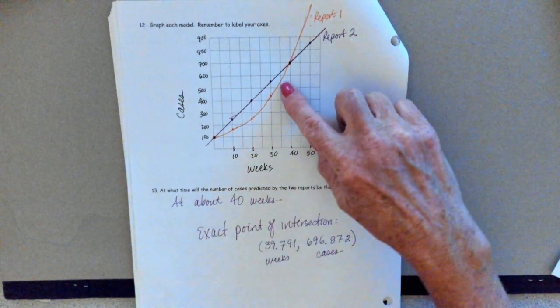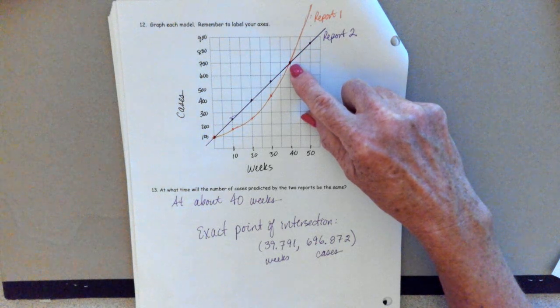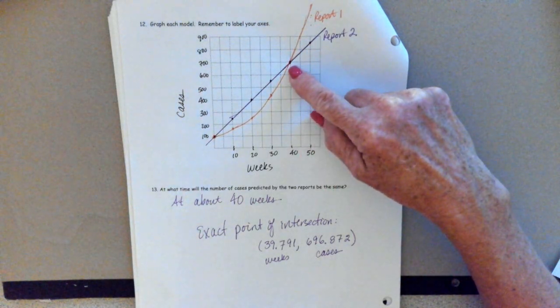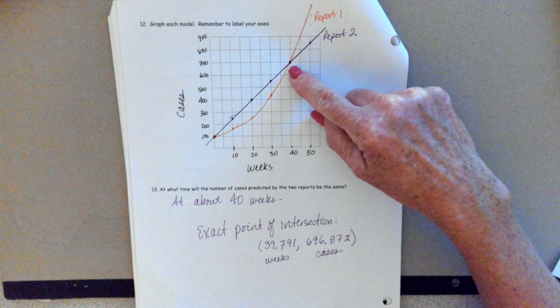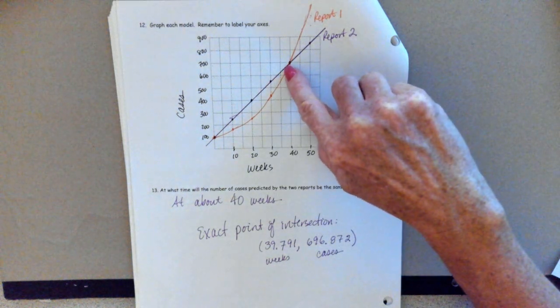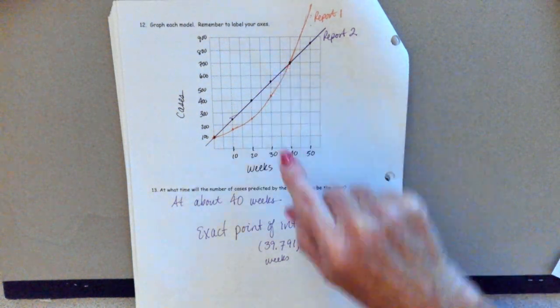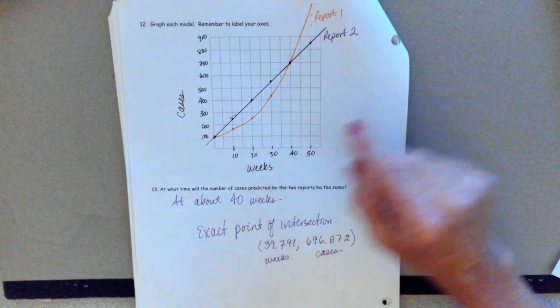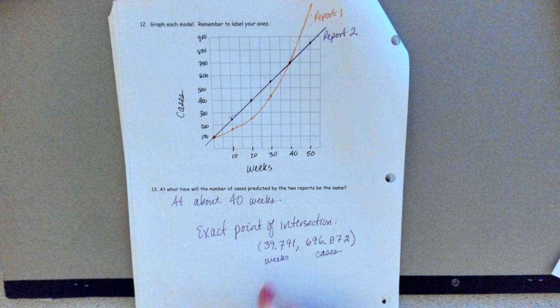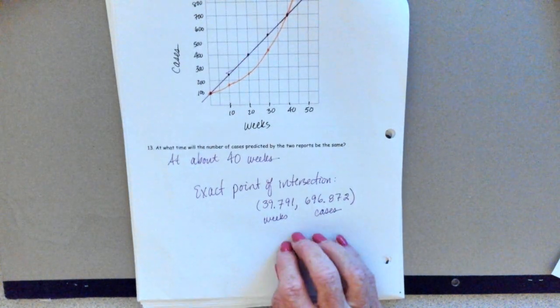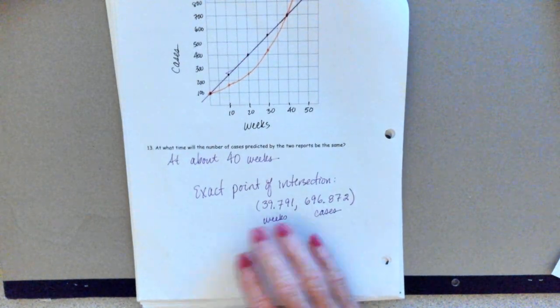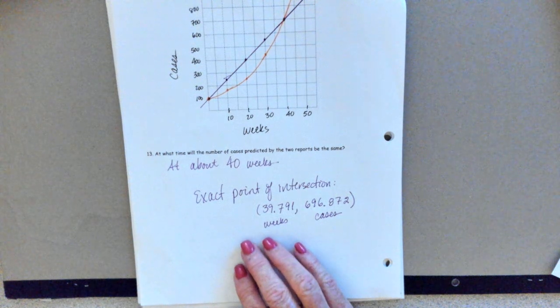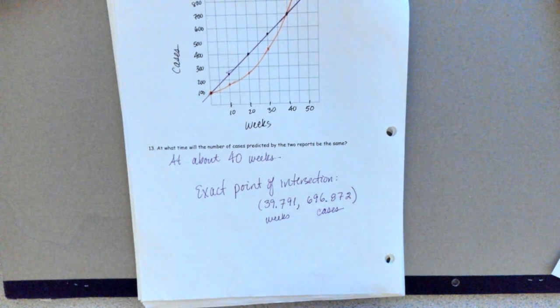Okay, if we use the graph here, we can estimate it's approximately around 40 weeks. If that intersection were maybe down here somewhere, I probably would have said in between 30 and 40 weeks. And then you can get the exact point of intersection on your calculator by typing each equation into y1 and y2 in your calculator and getting that exact point of intersection.